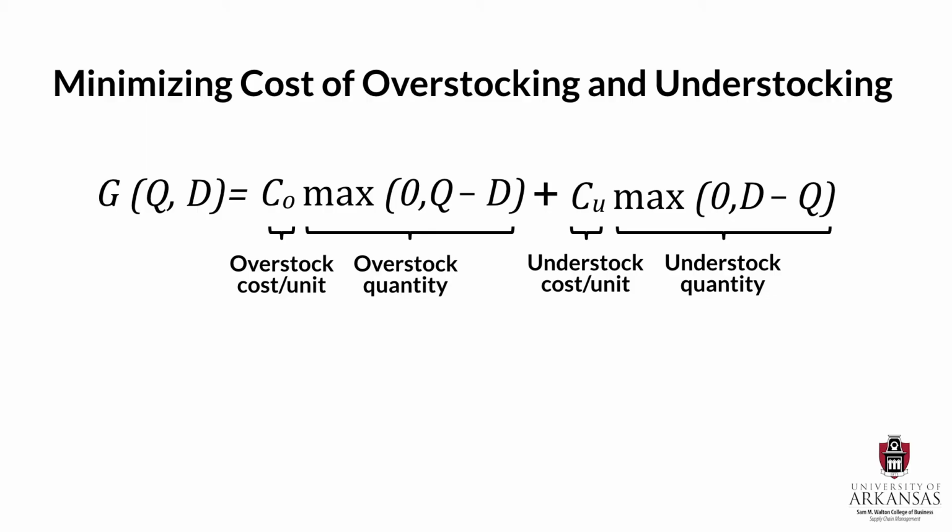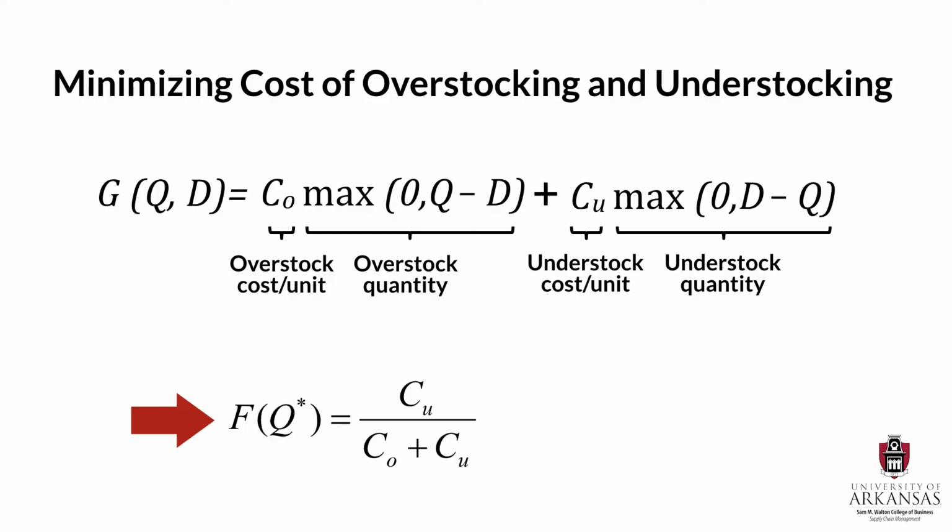Now, we will skip a good bit of detail. That is, we now have to look at the expected value of G of Q and D, and this value will be a function of the probability distribution of demand. But we're not interested in integrals and math here, so we'll jump straight ahead to the optimal solution. And this solution is amazingly simple and intuitive. The optimal in-stock probability in a Newsvendor model, denoted F of q star, is simply the ratio of the understock cost per unit and the sum of unit overstock and understock costs. We call this the critical ratio.